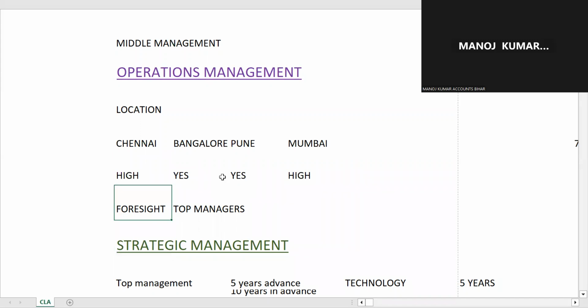Okay. Because the middle level management are going to be on the location. They are going to be in the location. The operations managers, basically, they will be in the location. So which is why they can suggest the location better. Top management will not be at the location. Okay. They will be in the head office. Correct.